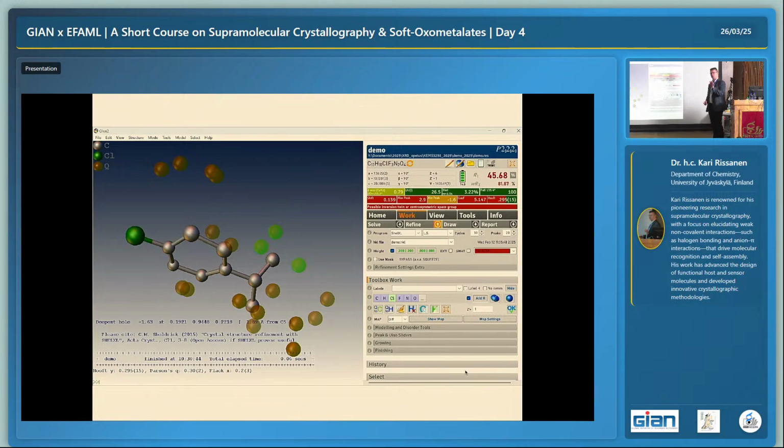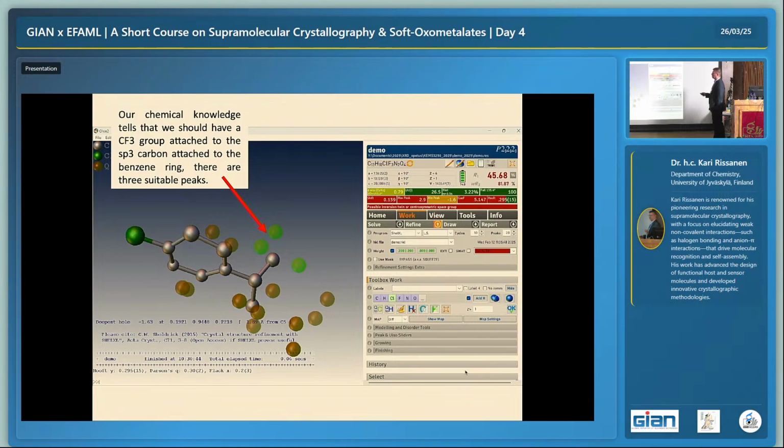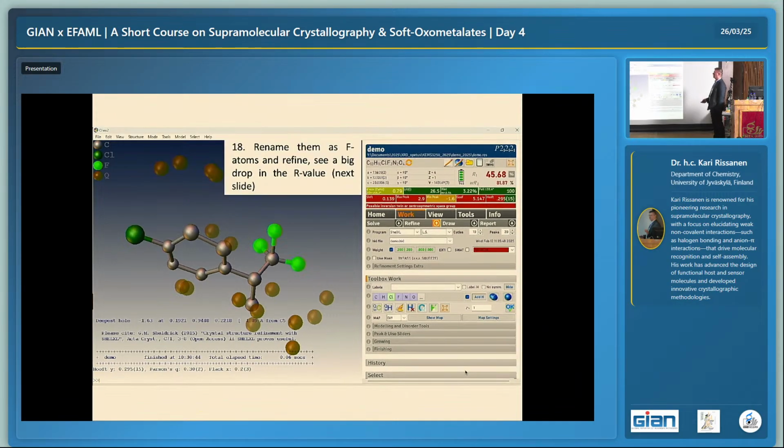Now if you look at the ChemDraw drawing, you know that there is a carbon, and to this carbon there are 3 fluorine atoms attached. So when we look carefully, we see that there are 3 brown balls in here, and I already activated them and asked the program to change them to fluorine. So our chemical knowledge tells that there should be a CF3 group in here, so here are the suitable peaks. I already activated them, and now I change them by this knob here to fluorine. Okay, now we have that.